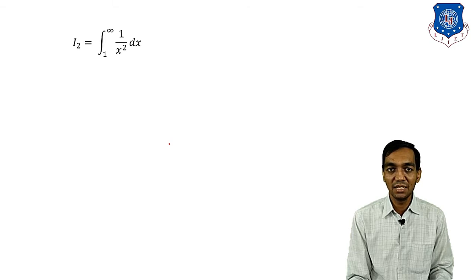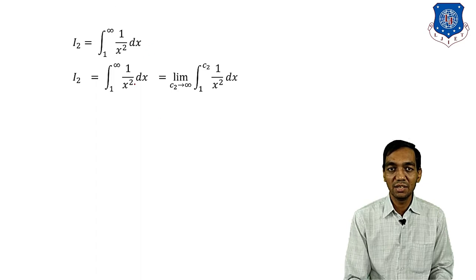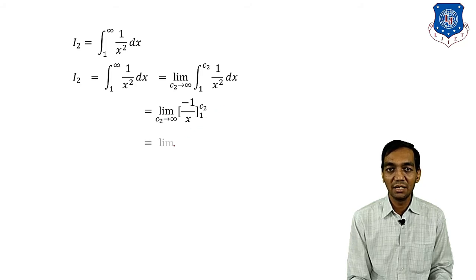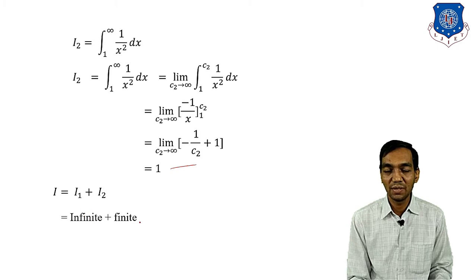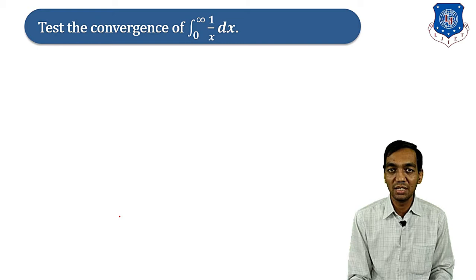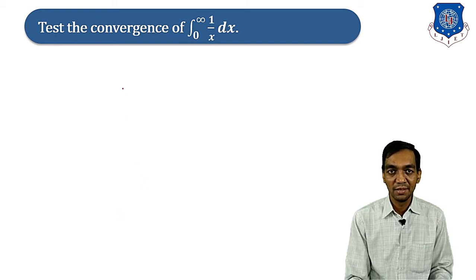And since the first integral is divergent, there is no need to calculate the second one. Still, here we have calculated the second one. The second integration is integration from 1 to infinity, 1 upon x square dx, replacing infinity by some c2, integrating it and putting the limits. That will give you the answer 1. That means this part is convergent. I1 is divergent, I2 is convergent. So infinite plus finite, that means infinite. So the original integration is divergent.